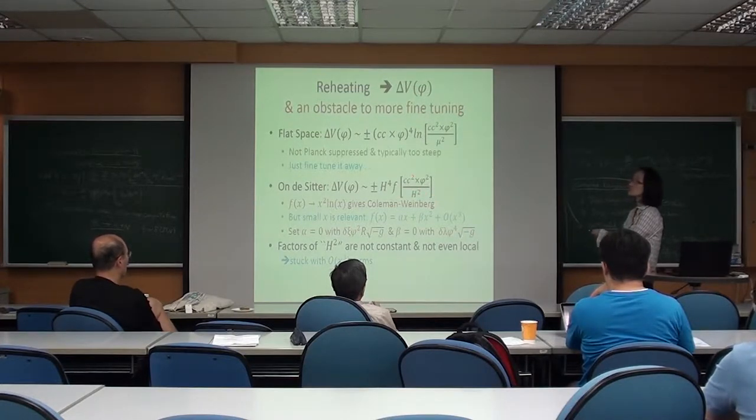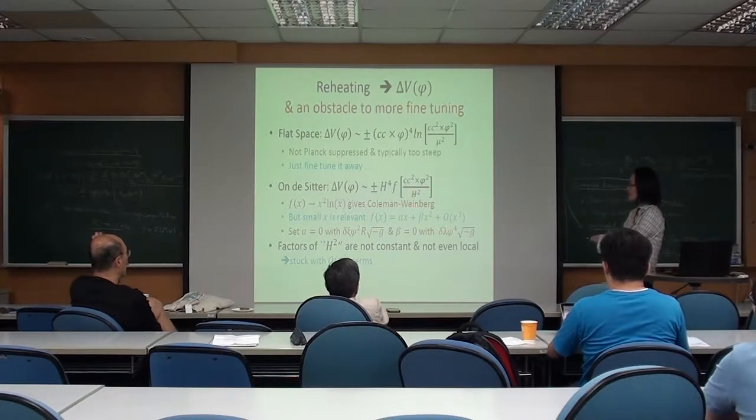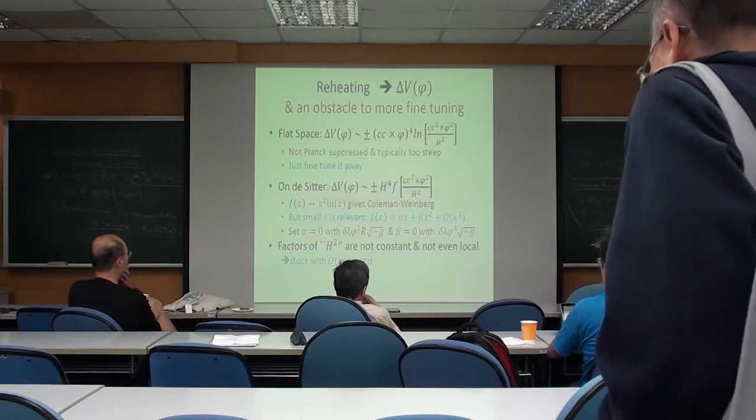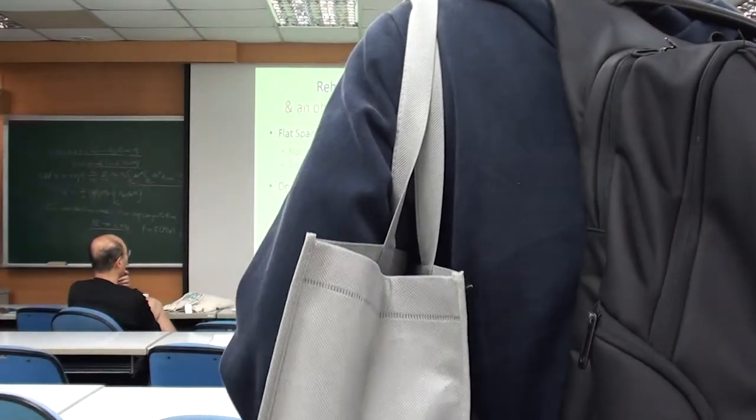So if you do the large argument expansion, that is, you either take the inflaton very large or take H very small, then you get back to this Coleman-Weinberg potential limit. However, what is important for primordial inflation is not the large field expansion. Actually, it's a small field expansion. So it goes like this. And of course, we want to fine tune that away, so we can do as much as possible.